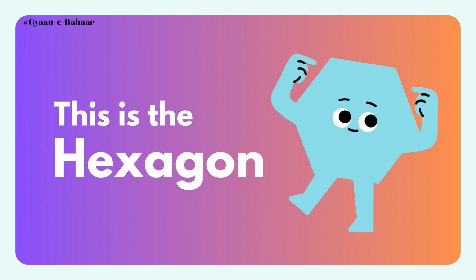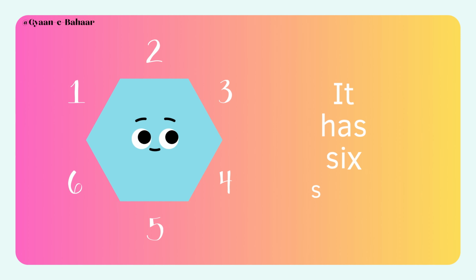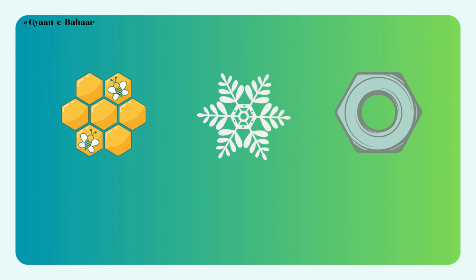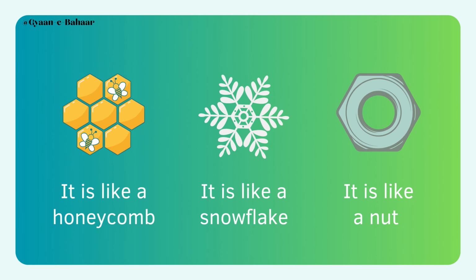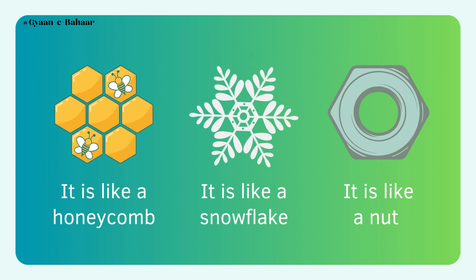This is the hexagon. It has 6 sides. It is like a honeycomb. It is like a snowflake. It is like a nut.